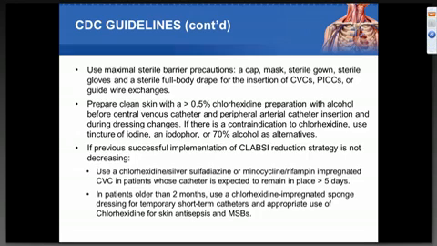And again, if previous successful implementation of CLABSI prevention has not worked, then use a chlorhexidine-silver sulfadiazine catheter, or a minocycline one, if they're going to be in for more than 5 days. But let me just again remind you that this is if the other strategies are not working. However, in this day and age of zero tolerance, you may end up choosing all of these strategies much sooner than later.